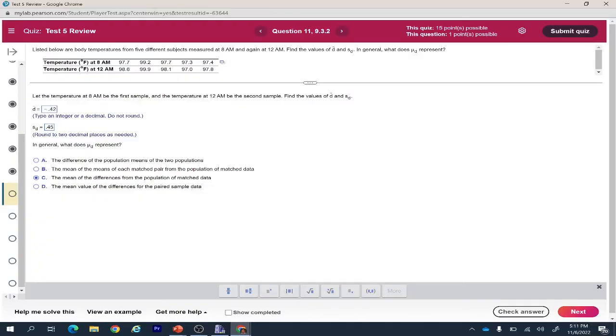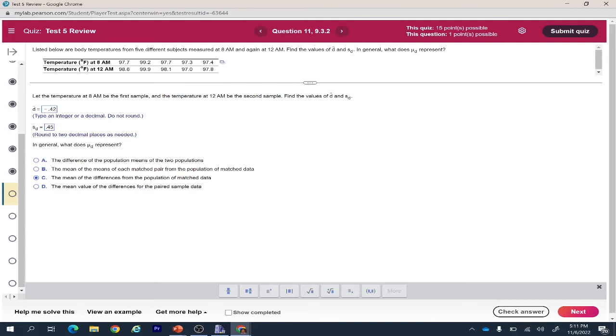Okay, so this is number 11. Listed below are body temperatures from 5 different subjects measured at 8 a.m. and again at 12 a.m. Find the values of the mean of the differences and sd, that means the standard deviation for that difference. In general, what does mu d represent? So first of all, these are the data we are given. D stands for the difference between these data.